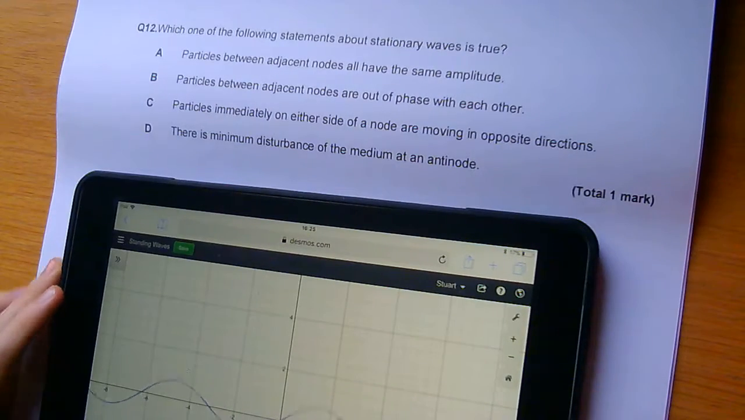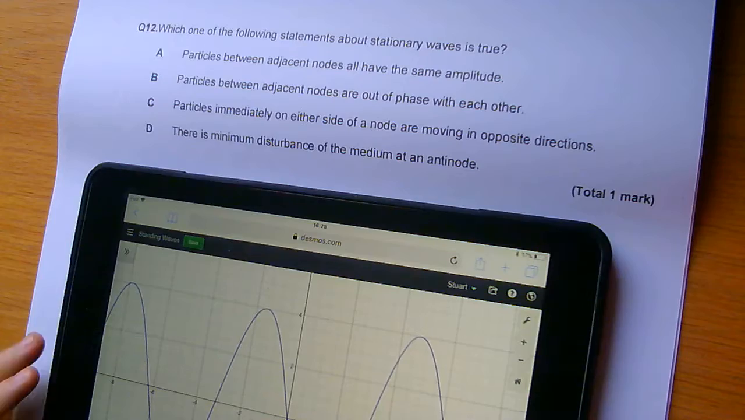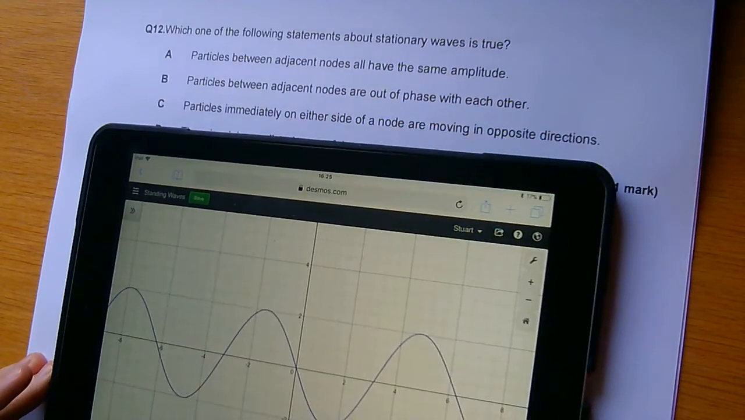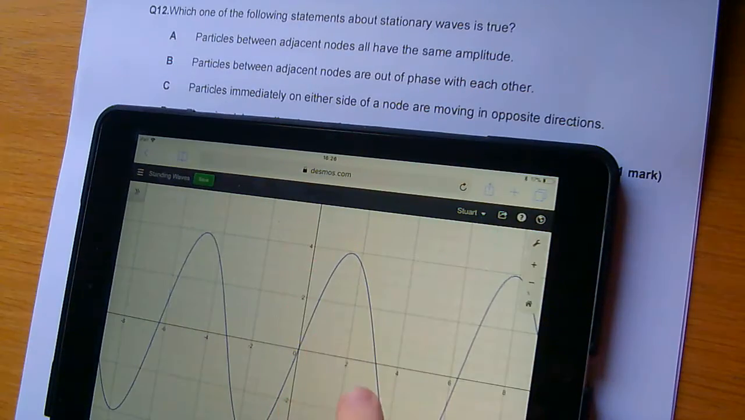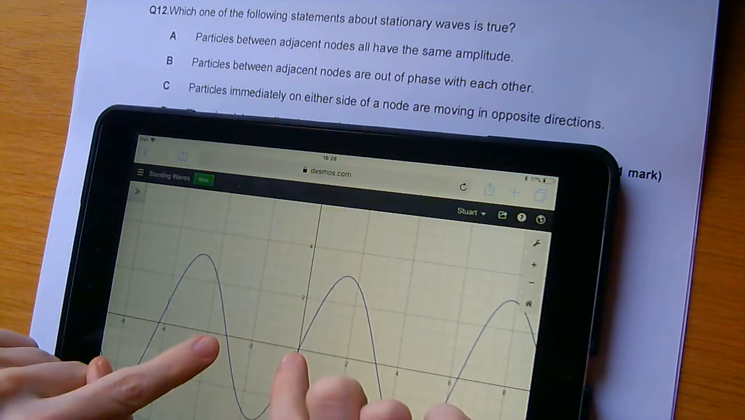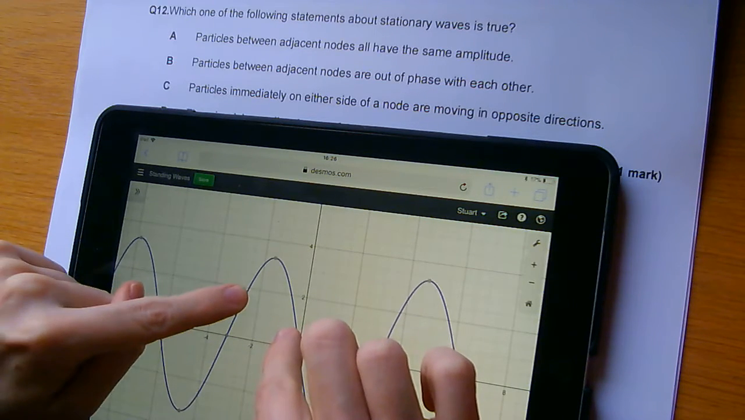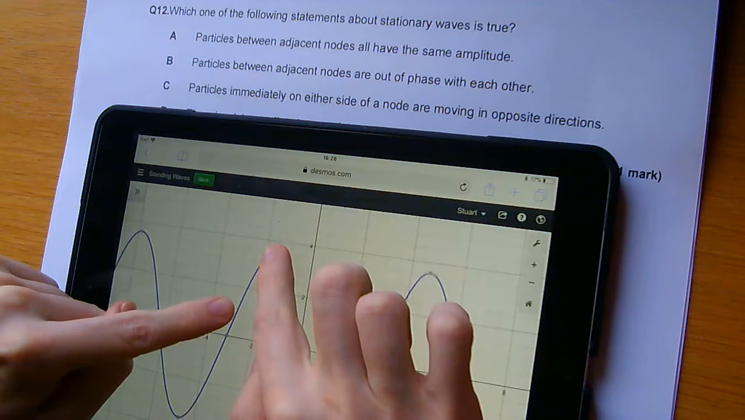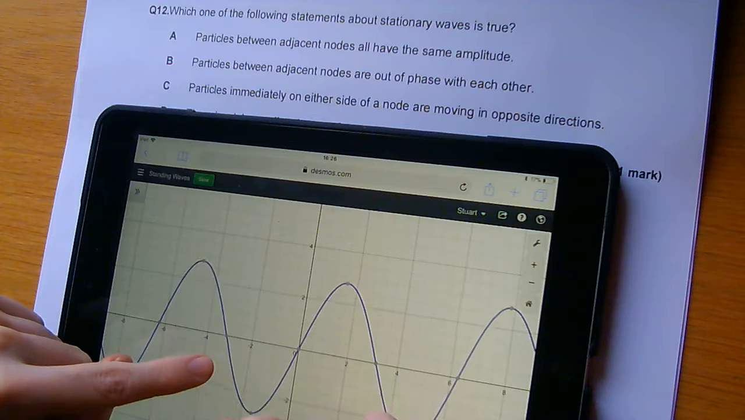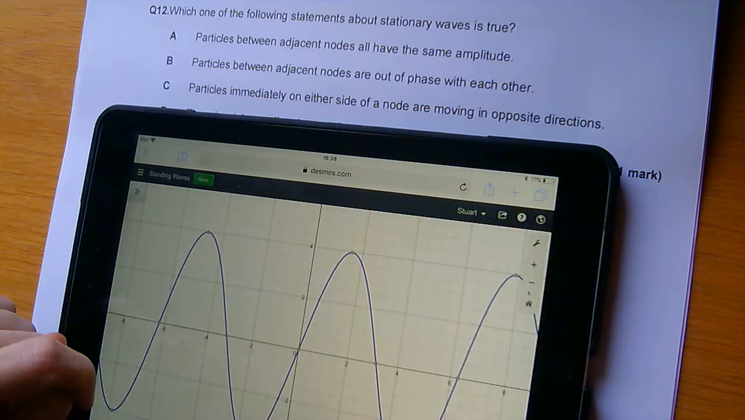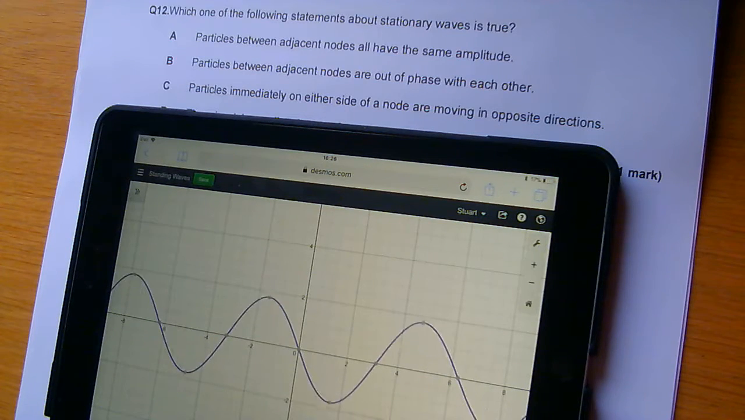It says particles between adjacent nodes all have the same amplitude. Well, that is obviously cobblers if you have a look at these. I could take two points between two adjacent nodes. Let's take this node and this node. As they come up, you can see this point here, for example, is going far less high than this one. So these points are between two adjacent nodes, and they do not have the same amplitude. The one in the middle has got the biggest amplitude, and then the amplitude decreases as you get closer to the node here.